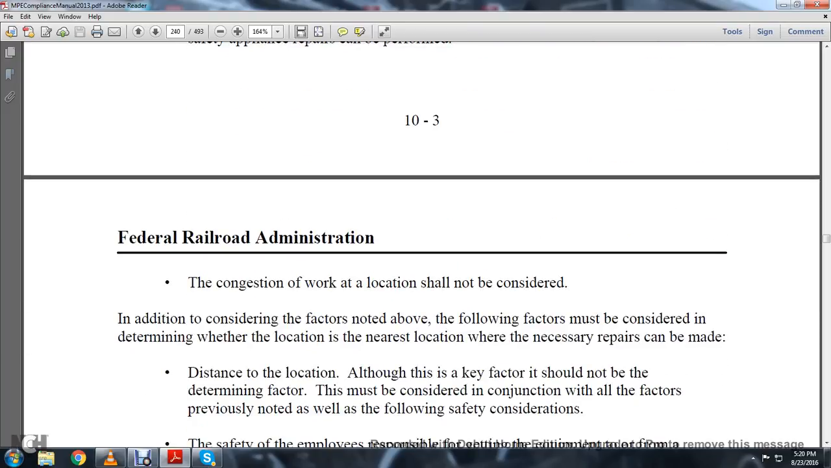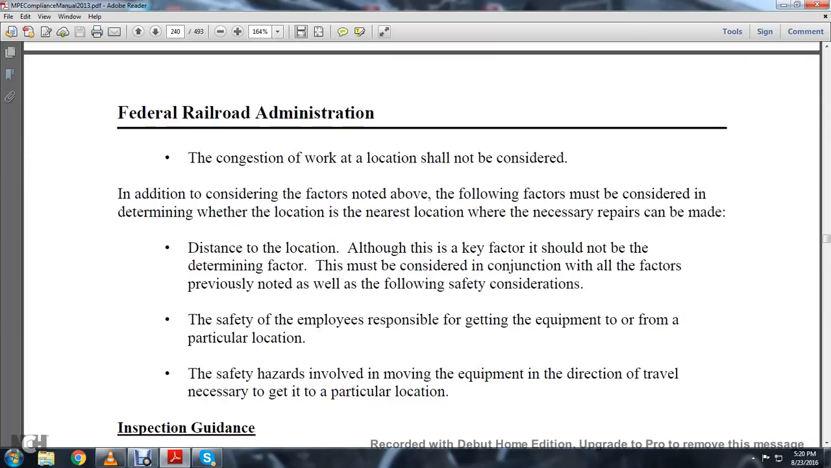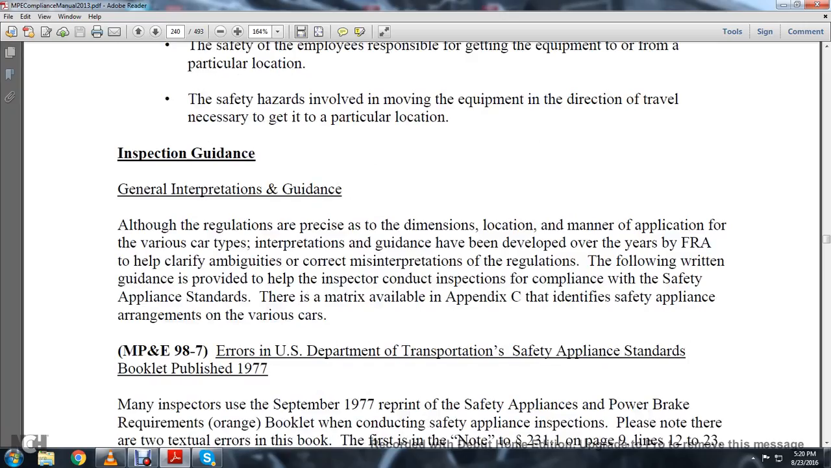In addition to the factors noted above, the following must be considered in determining whether a location is the nearest location where necessary repairs can be made: the distance to the location. Although distance should not be the determining factor, it must be considered in conjunction with all the factors previously noted, as well as the following considerations: safety, employee responsibility for getting the equipment to and from a particular location, and the safety hazard involved in moving the equipment in the direction of travel necessary to get to a particular location.